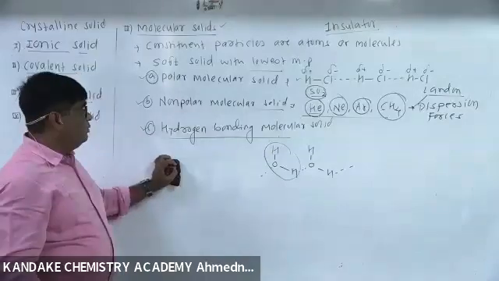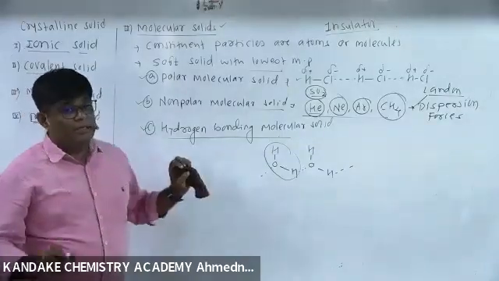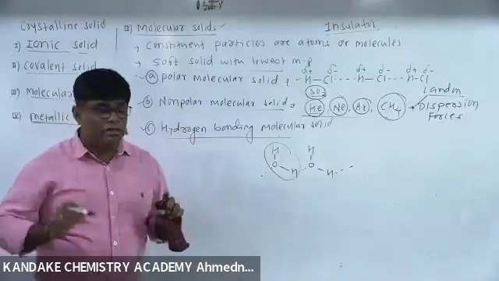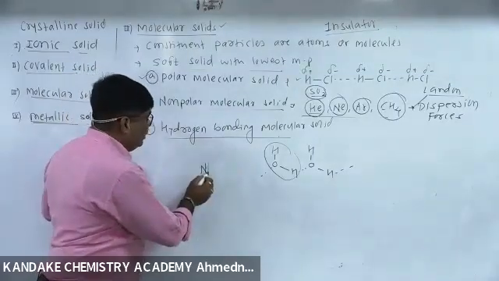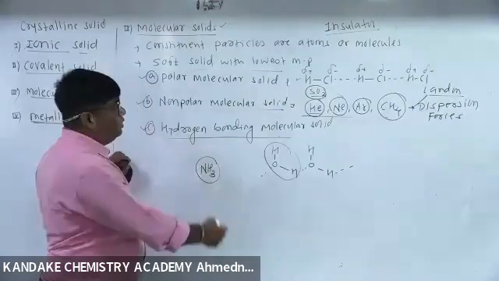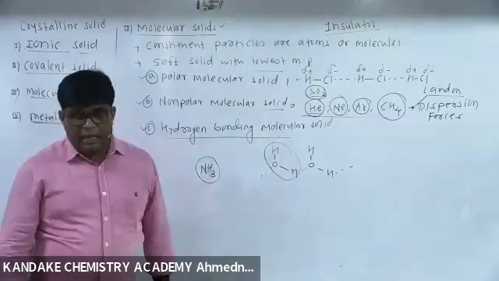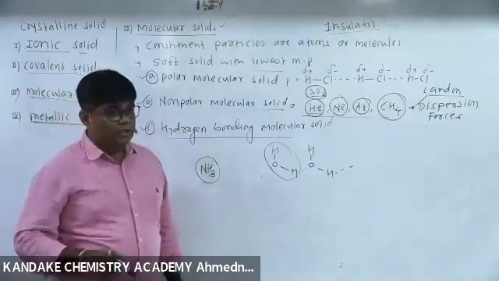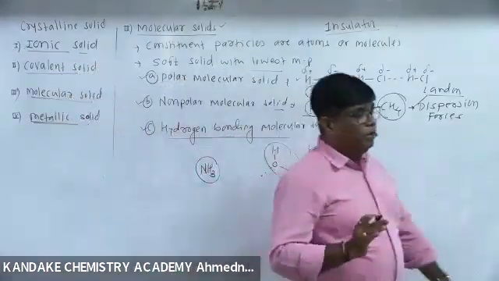Ice. Ice is what type of solid? Hydrogen bonding molecular solid. As well as ammonia is what type of solid? Hydrogen bonding molecular solid. And in fact, all these molecular solids are insulators. So is it clear? What are the molecular solids?